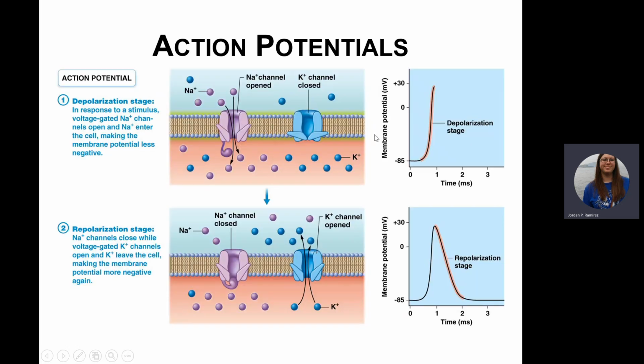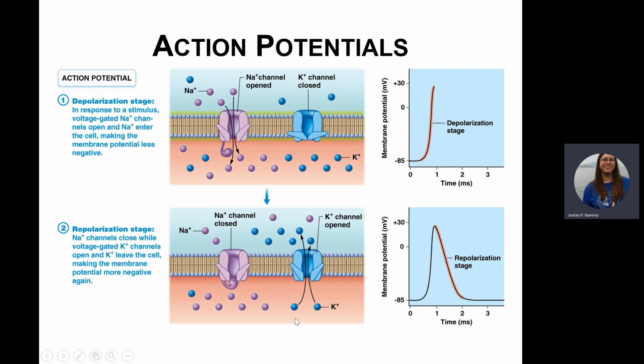This continues happening until we make it all the way up to plus 30 millivolts. Okay, so what happens at plus 30 millivolts? Repolarization. This is our next stage, the repolarization stage. So we hit plus 30 millivolts, and these are going to, bam, snap shut, and these are going to, bam, open up.